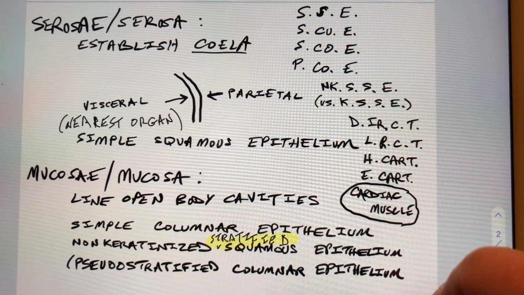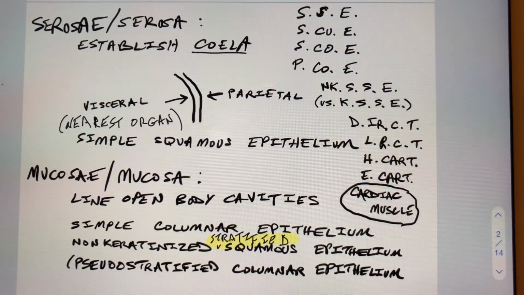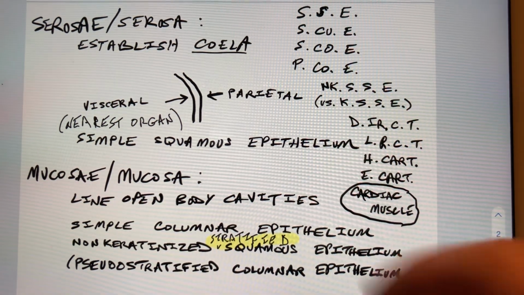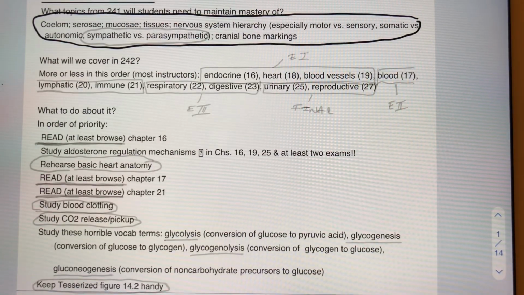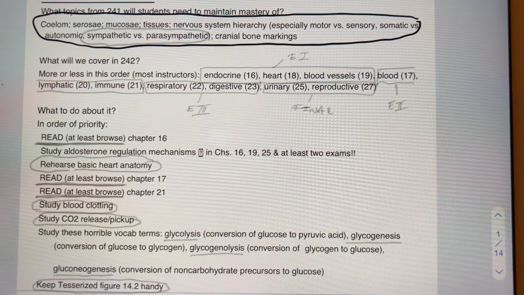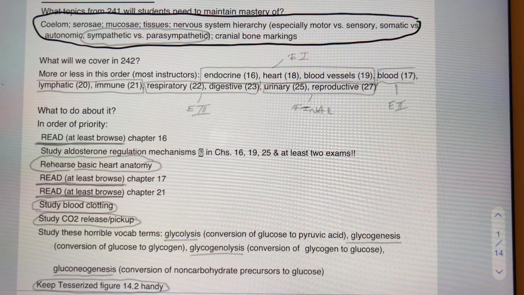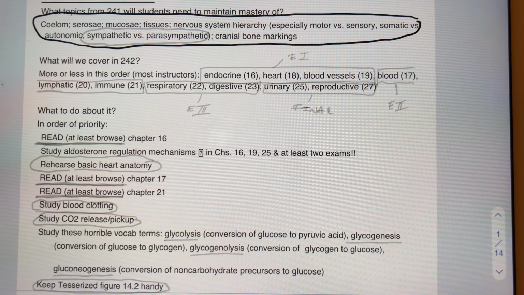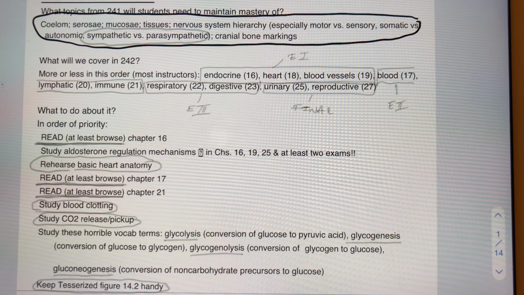Anywho, now that I made a total mess out of this slide, which is the third slide here, I'm going to actually go back to the first slide and address that set that I circled originally. So we need to know what a coelom is versus an open body cavity. We need to know what serosae and mucosae are and who makes them up. We need to know our tissues, especially those that I've emphasized already. And then we also need to know our nervous system hierarchy.